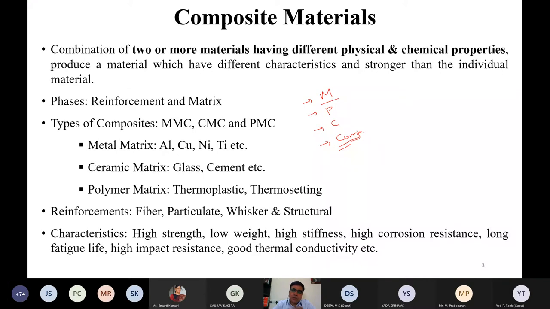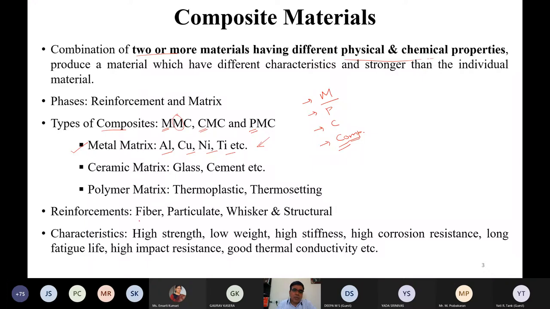What is a composite? All of us know, it's two or more materials having different physical and distinguished chemical properties. So we classify materials, particularly composite materials, by whether the base or the matrix is metal, or ceramic, or polymer. Within metal, there are lots of materials like aluminum, copper, nickel, titanium. They can be the matrix material in which the reinforcements are added.